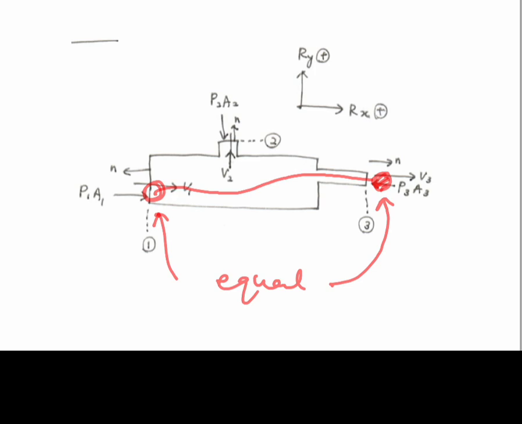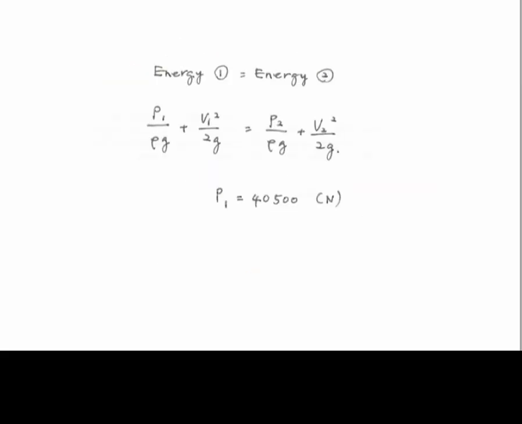Or you just imagine that you have another molecule here, and this molecule travels to the second exit. So this energy is equal to this energy, so you could make the Bernoulli equation from inlet to outlet. Okay, so let's say we compare the velocity here, so we could get the pressure is 40,500 Newton per square meter.